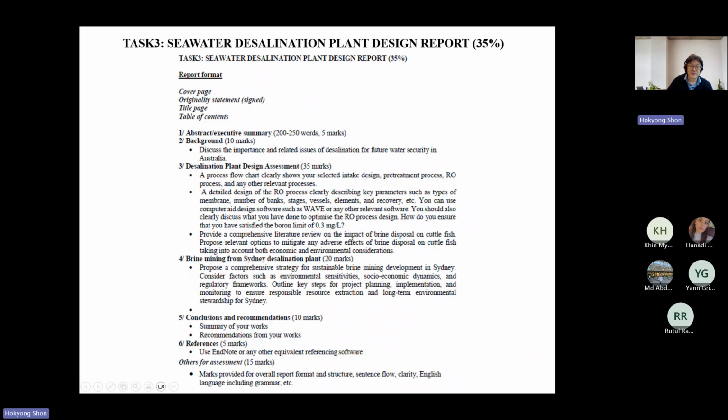This is the current status, but in the future, brine mining would be a good potential to recover some of the resources. So you can also mention the comprehensive strategy for sustainable brine mining development using a seawater desalination plant in Sydney. And you can make a general conclusion and you can have a reference. So that's all about assignment 3.